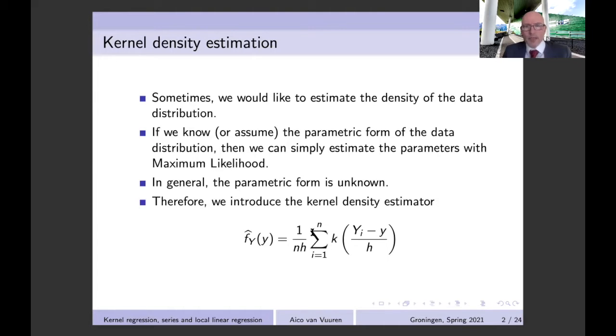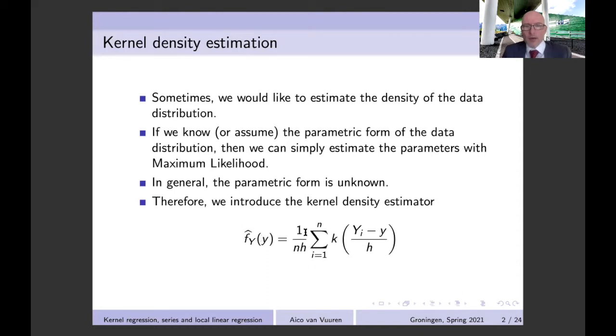The kernel density estimator is based on the idea that if we have relatively many observations very close to the point at which we would like to estimate our density, this point y that we have over here, then in general we expect the density itself to be high. That makes sense, of course.